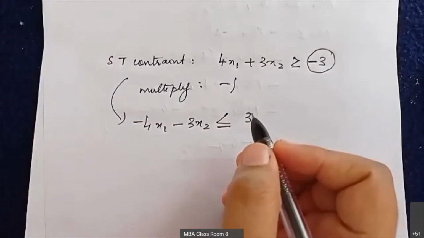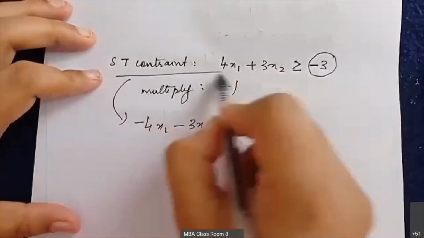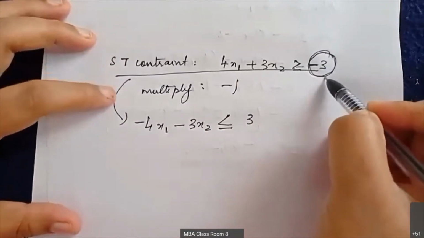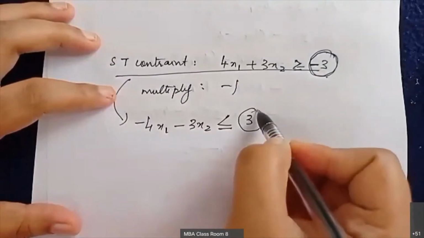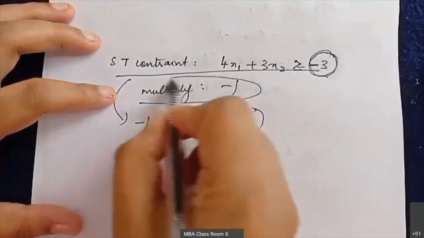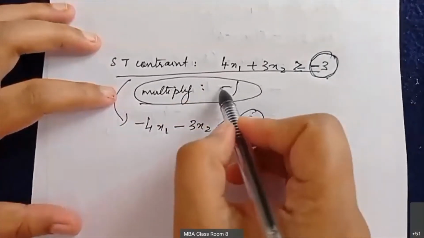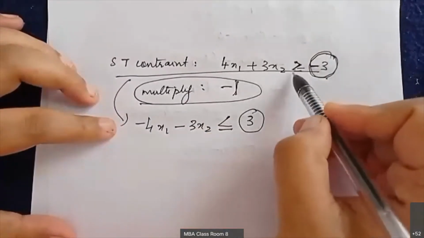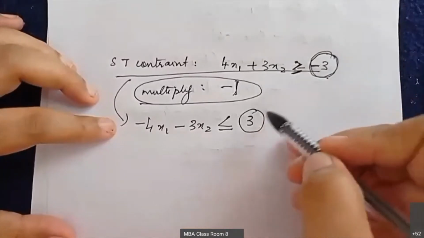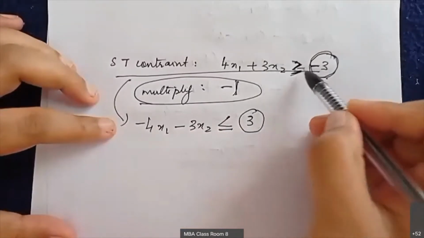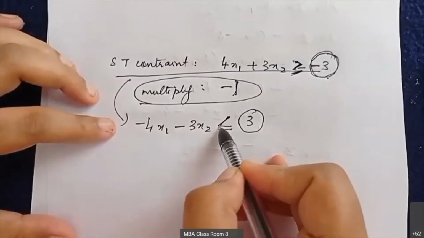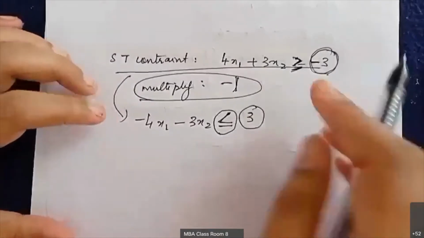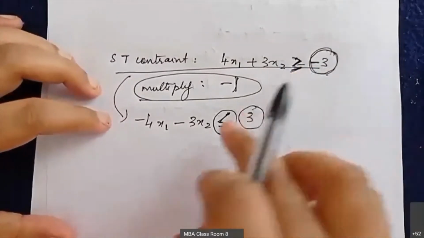Is it clear now? Anytime you check the constraints, if you get a negative number on the right-hand side, you have to immediately convert it into a positive one. How do we do that? By multiplying both sides of the inequality with minus 1. You have to be careful: when you multiply with minus 1, the inequality also changes. Here we had greater than or equal to; after multiplying with minus 1, we will have less than or equal to. It will reverse to the opposite one.